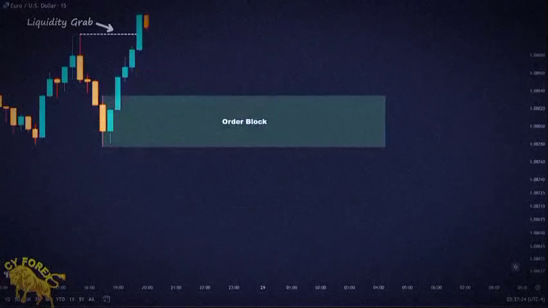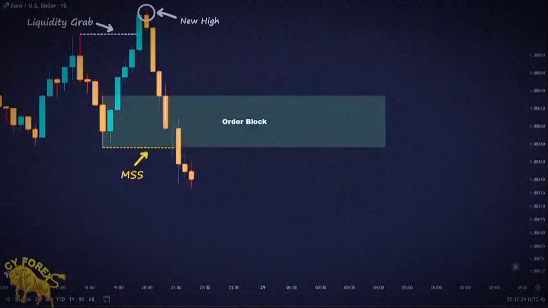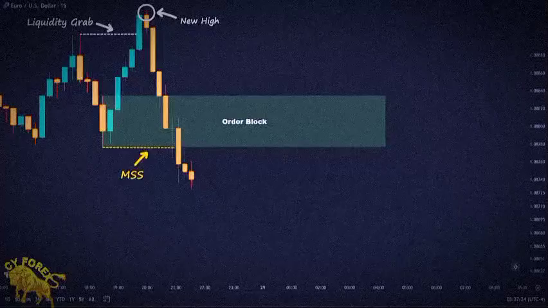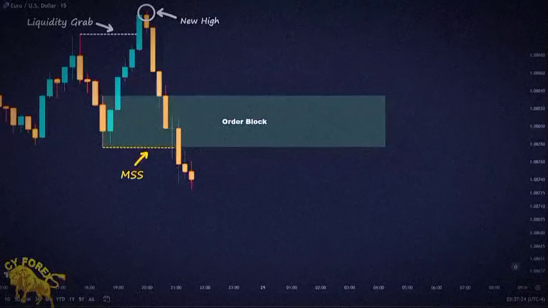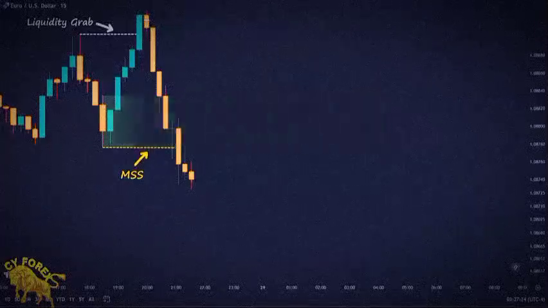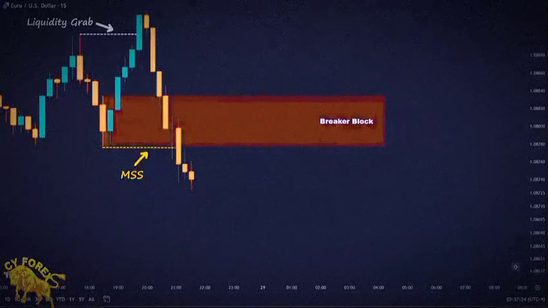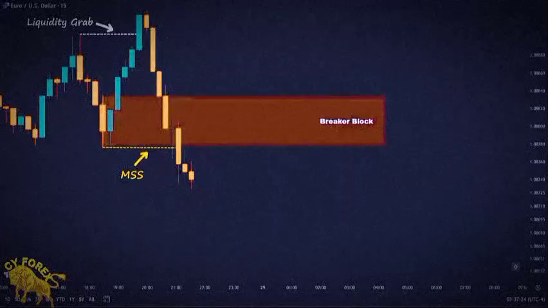Now that the buy-side liquidity is taken, the market suddenly reverses direction after confirming a new higher high, pushing downward. Eventually, it breaks and closes below the low of the last bearish candle, marking a shift in market structure. This zone now qualifies as a valid bearish breaker block, signaling that buyers in this area have been stopped out.